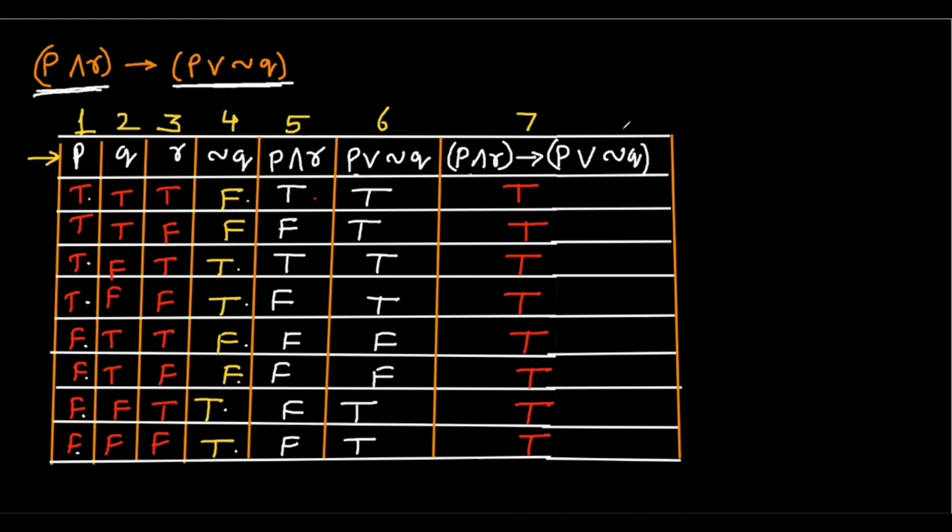I know the law for implication. If I had true as this and false as this, then only I would have written false. If I have true implies false, then only false, otherwise true. I did not get true implies false anywhere. So all are true. And this completes the truth table for the given statement pattern. I hope you all have followed. You can watch this once again.